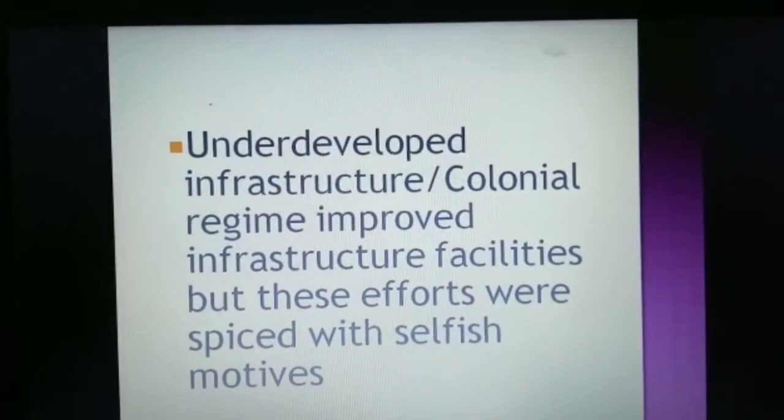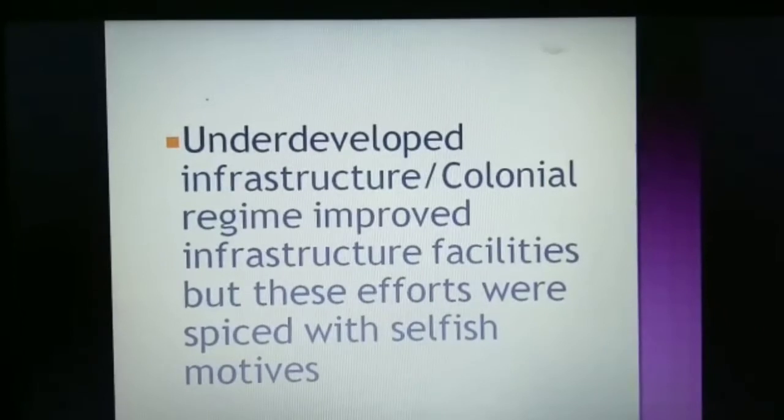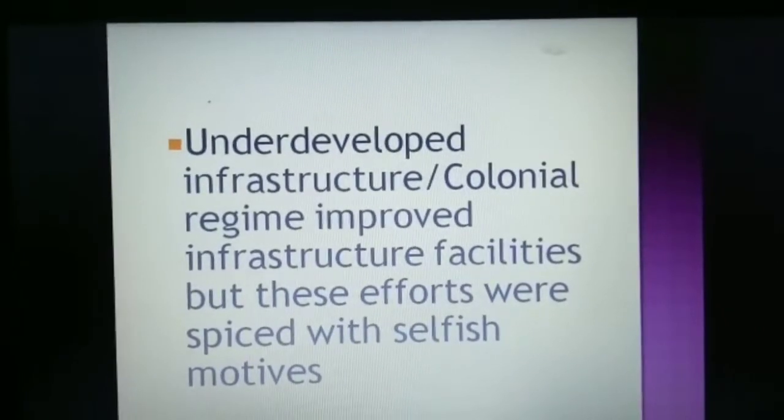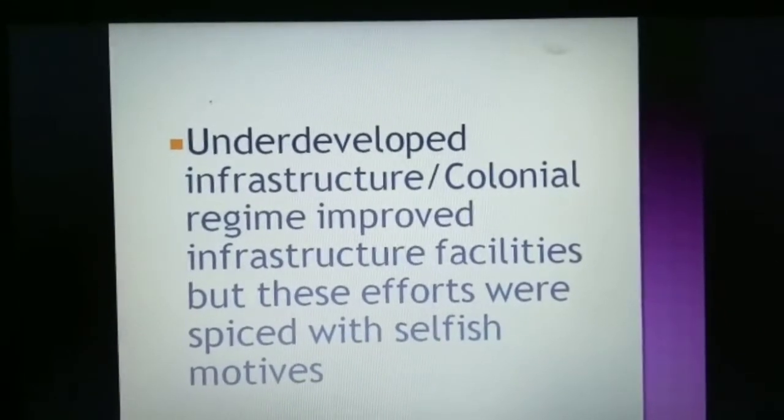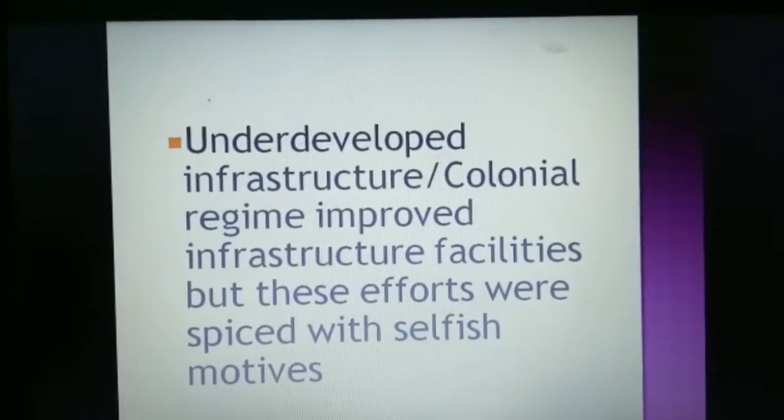So these were the features of Indian economy as a whole.